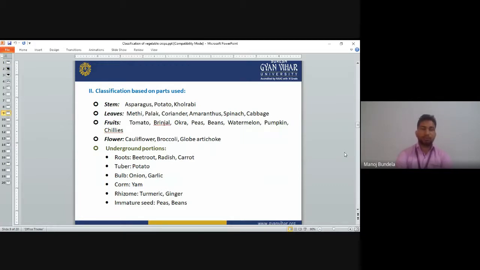Next are underground portions, which are also different. Roots: radish, carrot, and beetroot. Tuber: potato. Bulb: onion and garlic. Corm: yam. Rhizome: turmeric and ginger. Immature seeds: in pea and beans we use the immature seeds. So this is the classification based on the part used.